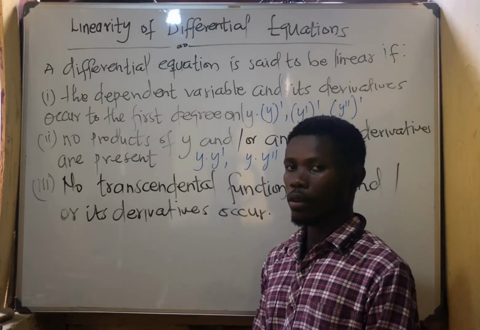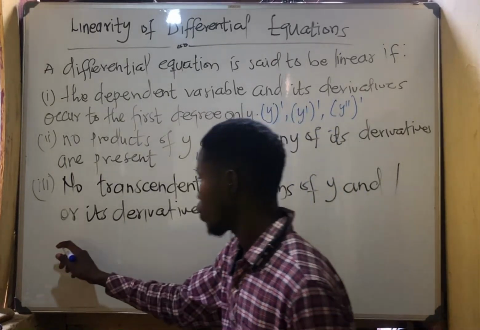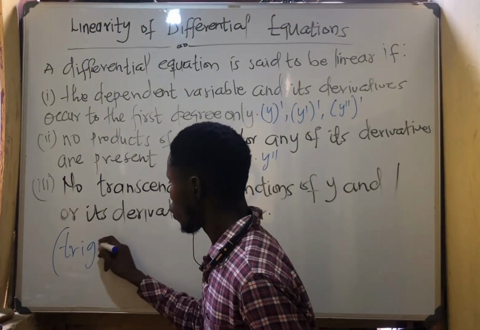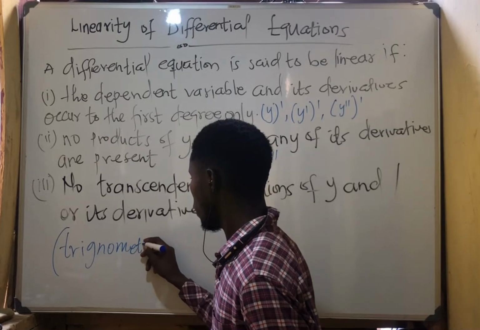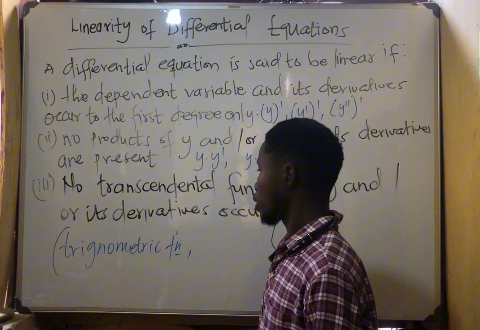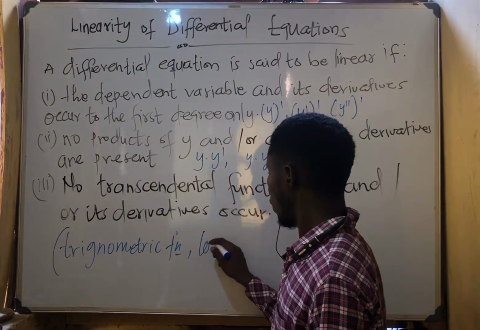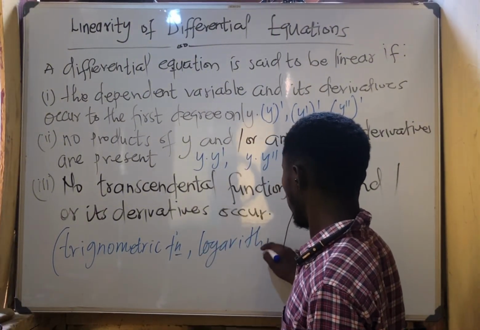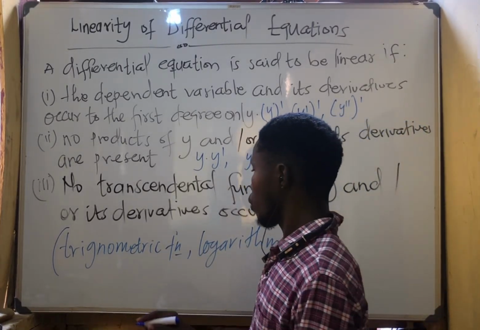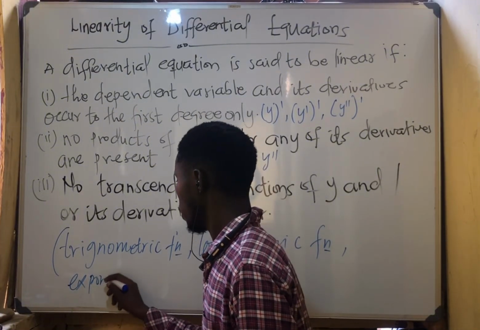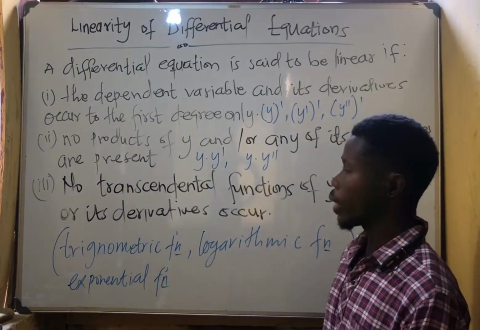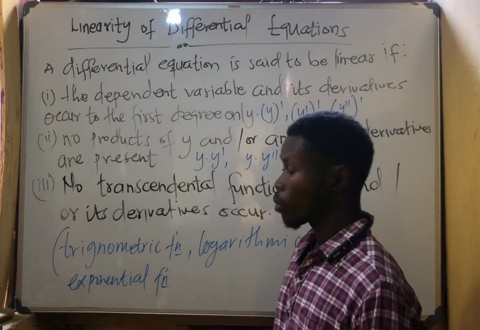Now, when we say a transcendental function, what are transcendental functions? Basically, we have 3. We have the trigonometric function. Then we also have logarithmic function. Then the last one, we have the exponential function. Is that okay? So these are the 3 basic transcendental functions.